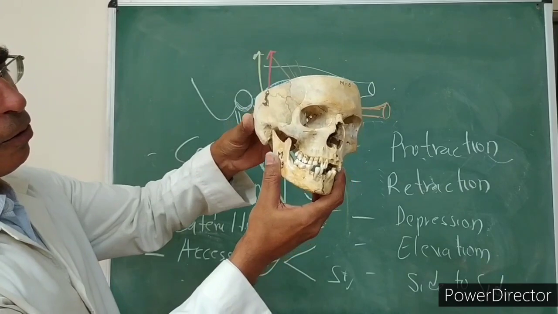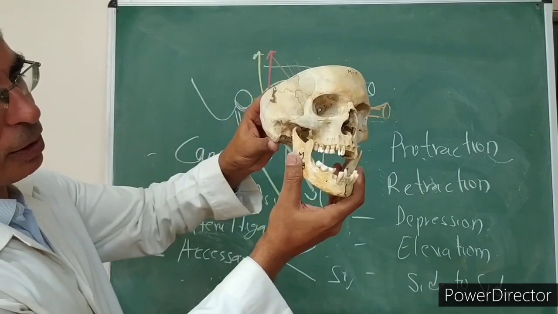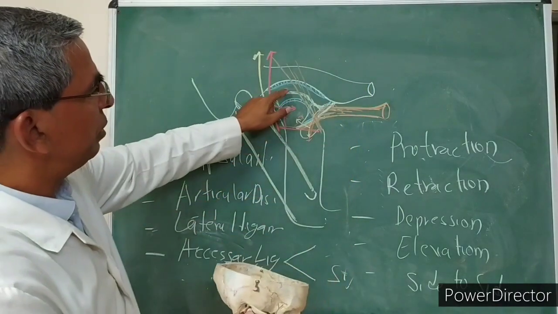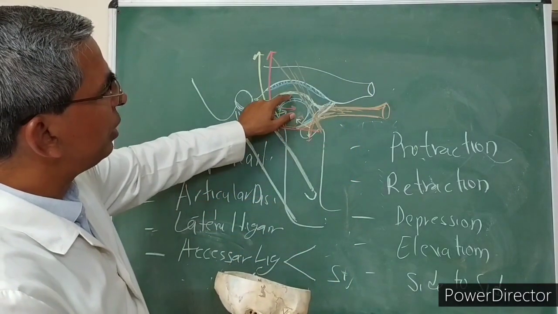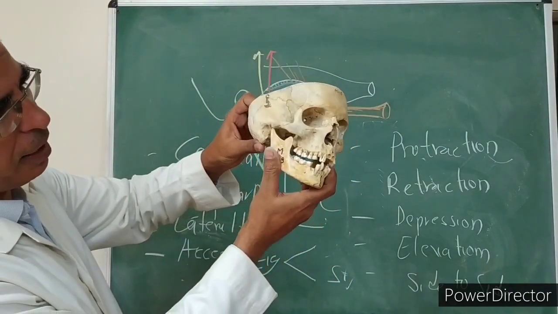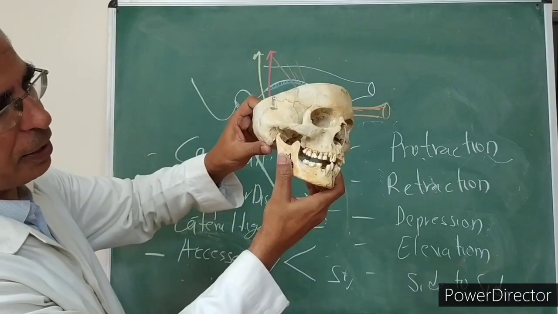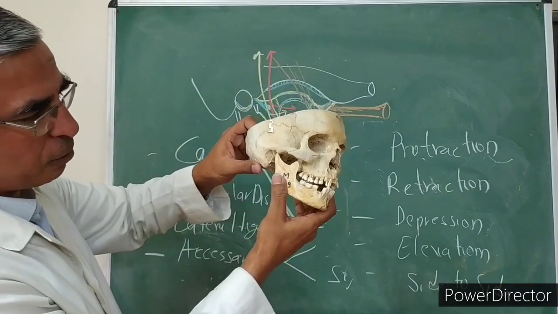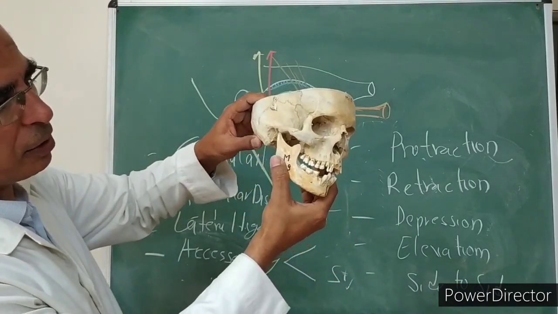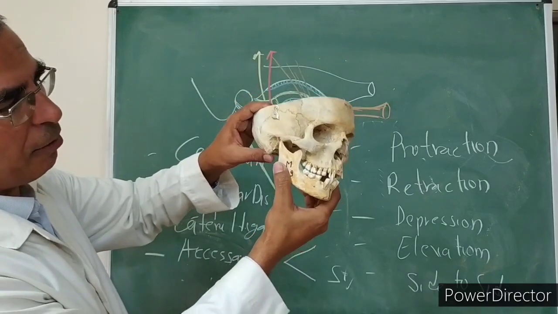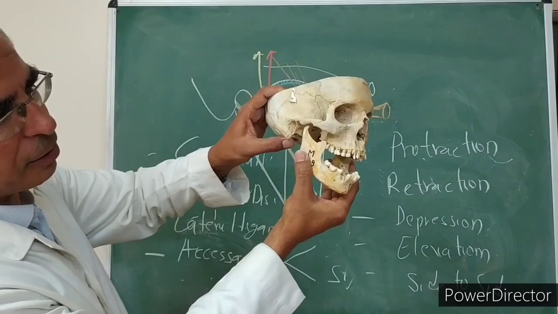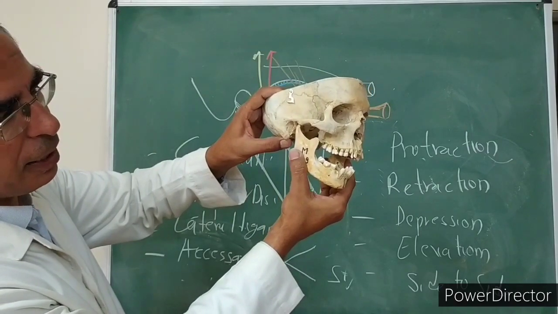Now, look here, the protraction and the retraction movements. These two movements occur in the upper compartment, where the head of the mandible along with the articular disc moves anteriorly, or glides. So gliding movements are done in the upper compartment in protraction and retraction. And now the depression and elevation. This is a complex movement where the head of the mandible moves anteriorly, then glides along with the articular disc anteriorly, then moves again.